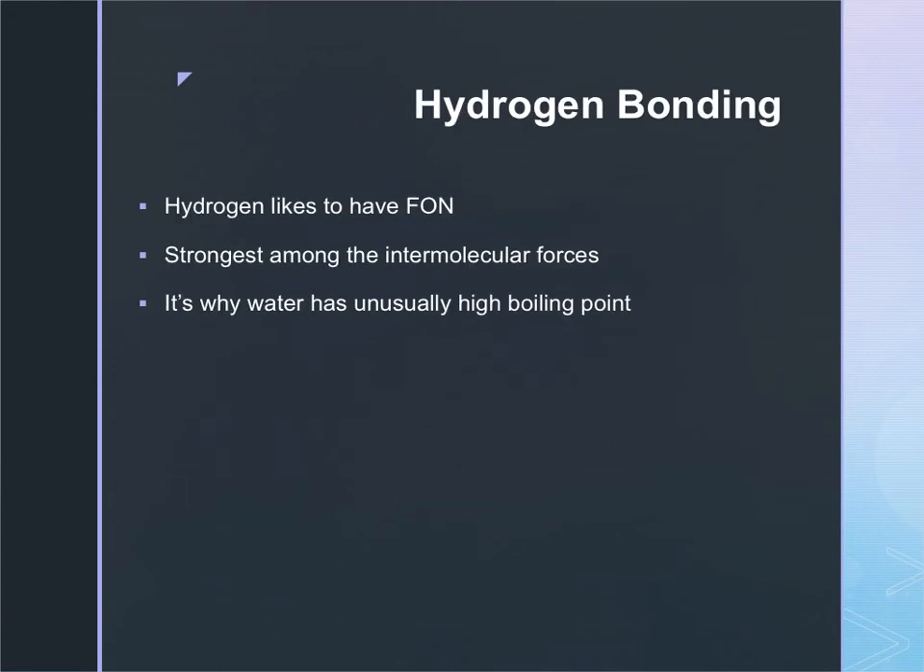So the first type we discuss is hydrogen bonding. Hydrogen likes to have fun. So as long as the molecule includes hydrogen and any of these 3 elements, fluorine, oxygen, and nitrogen, then it has hydrogen bonding. So an example of this would be HF, this one is H2O, and this one is NH3, okay? As long as they have a hydrogen or any of these other three elements. A promiscuous little element. And this is the strongest among intermolecular forces, and it's why water has an unusually high boiling point, okay?